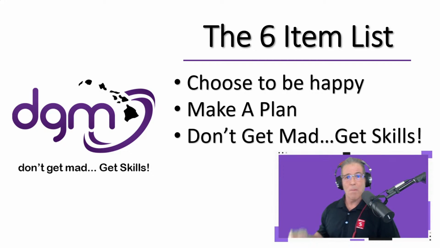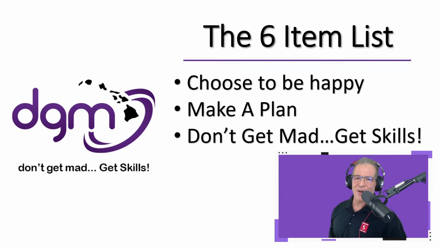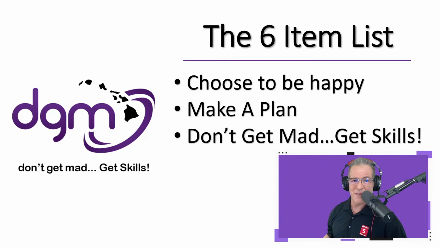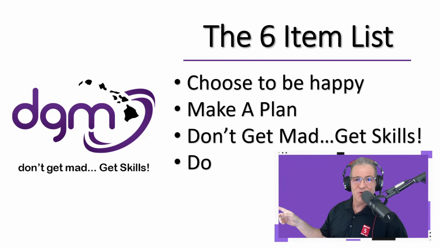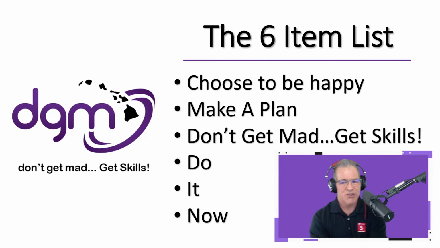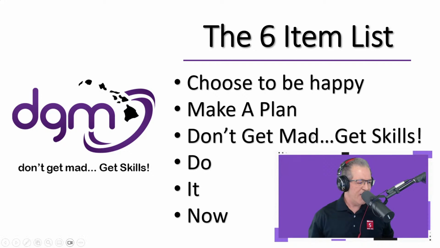And most of all, I know they're all important, right? I would say these bottom 3 could be the most important. Well, choose to be happy is pretty important. These are super important. They're all important. Come on now. You decide which one's going to be the most important. But definitely, whatever you do, do it now. That's right. Do it now. So that's a 6-item list that we go over every single day here at Don't Get Mad, Get Skills. And let's just jump right into it.